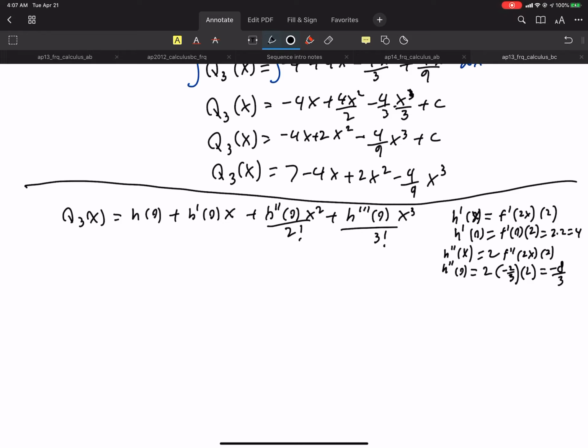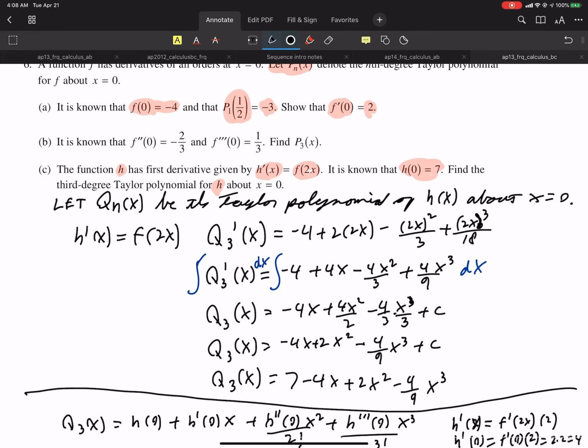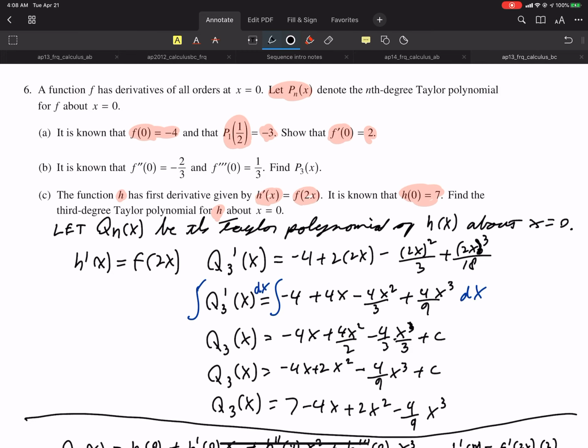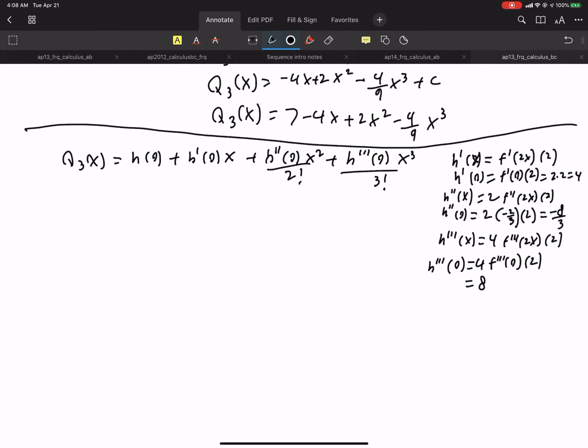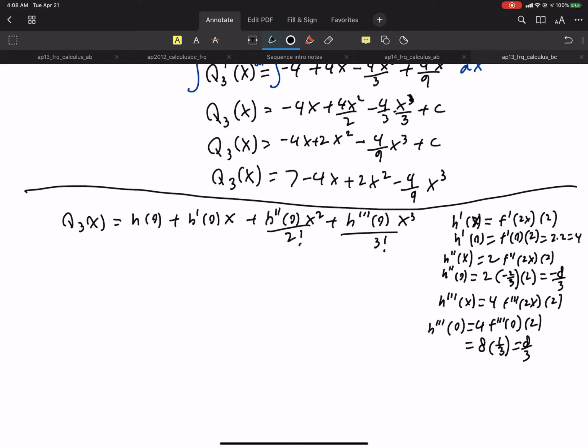Let's keep going here. We have one more to get. H triple prime of x. So look what we have here. 2 and 2, we have a 4. So we have a constant of 4. We're going to copy that down. And the derivative of f double prime of box would be f triple prime of box times the derivative of box. So h triple prime at 0 would be 4 times f triple prime of 0 times 2. 8. F triple prime of 0 we were told earlier is 1/3. So it's 8/3.